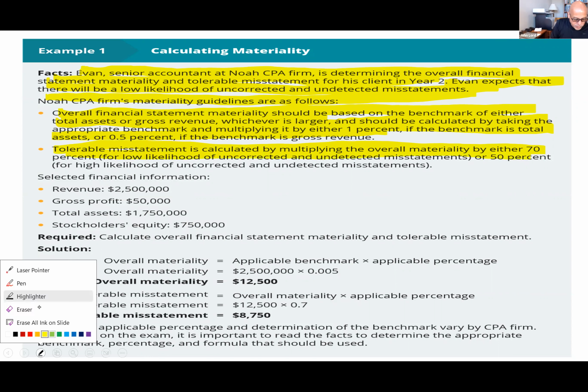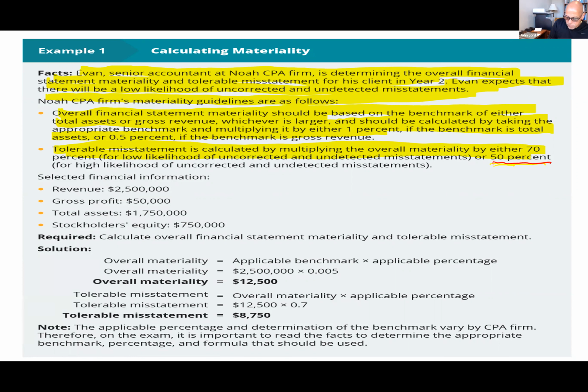And look, in our reading of this, we know that we're going to pick up that 50%, okay, because they've already told us that it's a low likelihood of misstatement. Where was Noah's discussion of the low likelihood? There will be a low likelihood. So already we know that we would pick up what? Pick up this 50%.